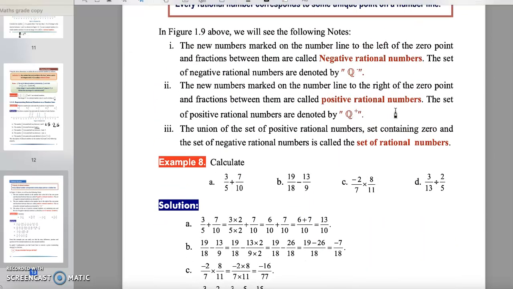So let's get this. A number marked on the number line to the left of the 0 point, and the fractions between them, are called negative rational numbers. The set of negative rational numbers is Q minus. It has Q negative, which means negative rational numbers. And if it is marked to the right of the 0 point, it is a positive rational number, and it's denoted by Q plus. If it has a positive sign, it's a positive rational number, and if it's negative, it is a negative rational number. The union of the set of positive rational numbers, the set containing 0, and the negative rational numbers is the set of rational numbers.